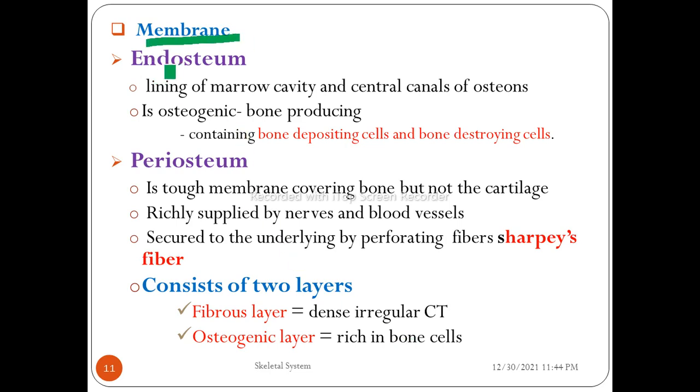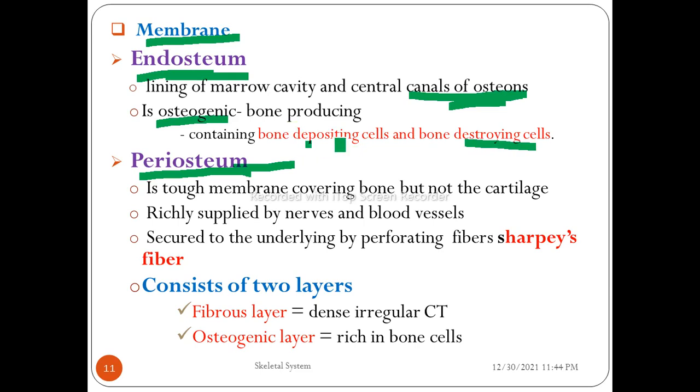Next, bone membranes. Bone membrane is divided into two major types: endosteum and periosteum. The periosteum is the outer layer, the endosteum is the inner layer. The endosteum is the lining of the marrow cavity and the central canals of osteons. It is osteogenic, bone producing, containing bone-depositing cells and bone-destroying cells. Bone-depositing cells are osteoblasts and bone-destroying cells are osteoclasts.